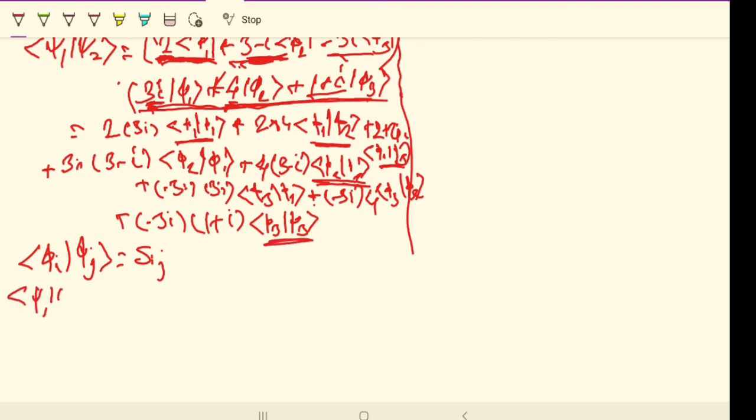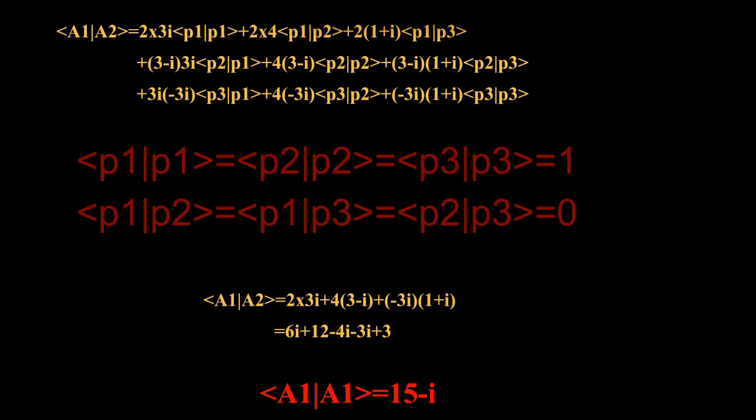So that would give me psi 1 psi 2 is equal to, this is the phi 1 inner product term, so that would give me 6i, since the inner product of phi 1 with phi 1 is 1. Similarly, this term will give me 0, this term will give me 0, because these are phi 1 phi 2, phi 1 phi 3. Similarly this term will give me 0, phi 2 phi 1. The next term will be 4 times 3i phi 2 phi 2, so that would give me 12 minus 4i, plus this term, phi 2 phi 3 term will be equal to 0, this term will be equal to 0.